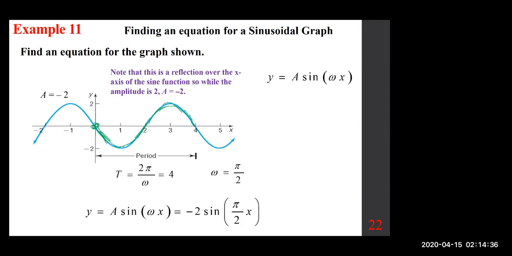Don't forget that the amplitude is 2, but A is negative 2. How do we know that? It is a sine function that has flipped over. Okay, the graph shows that.